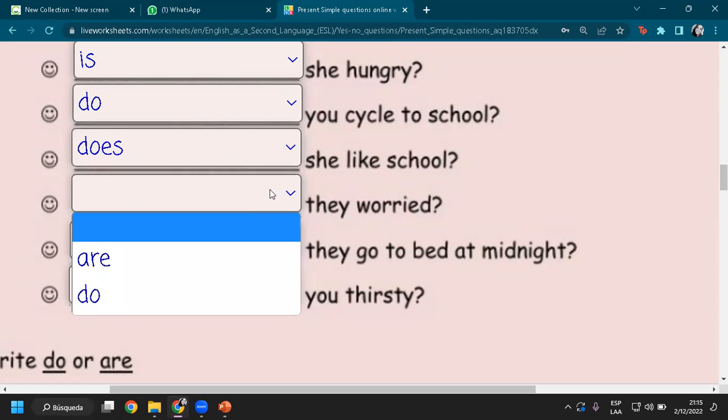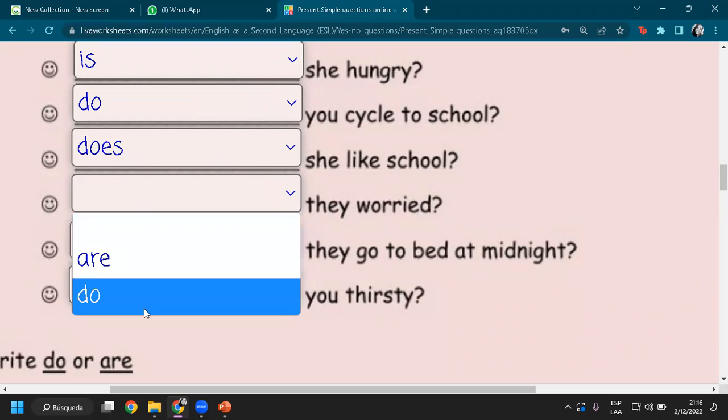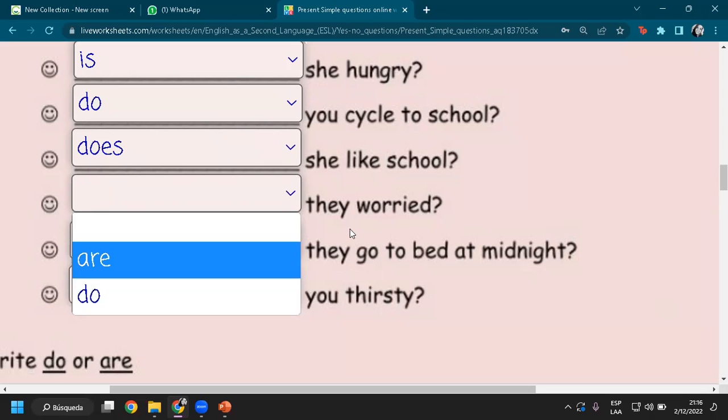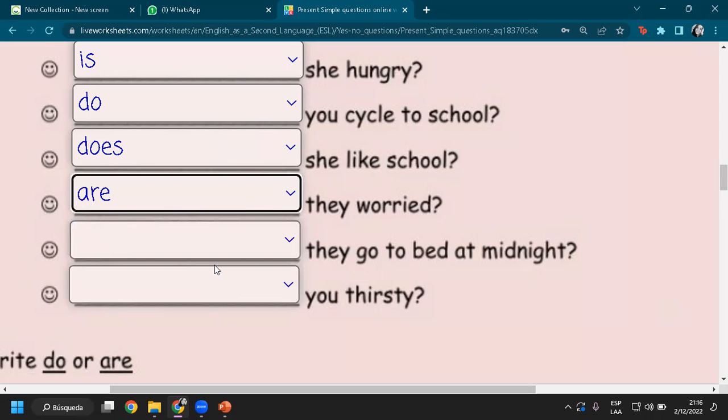Imagine esta. They worried. ¿Qué significa worried? Preocuparse. Preocupados, right? So les puedo preguntar, are you worried or do you worried? Do you? Are they worried? Imagine, piénsenlo de la forma in Spanish. ¿Tendría más sentido decir, estás preocupado, verbo to be, o solamente decir, preocupado? Ellos están preocupados. Vamos a decir, are they worried?